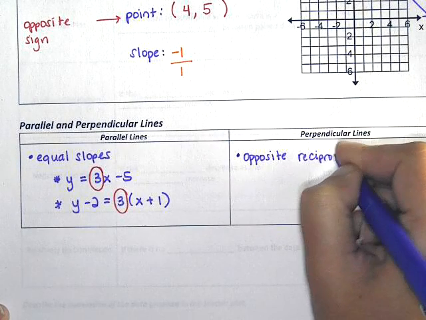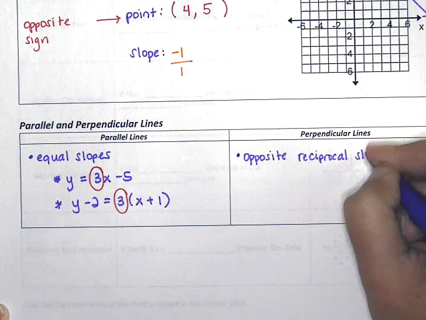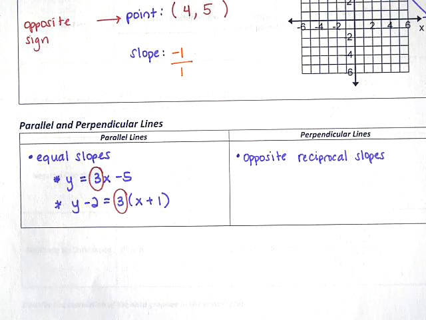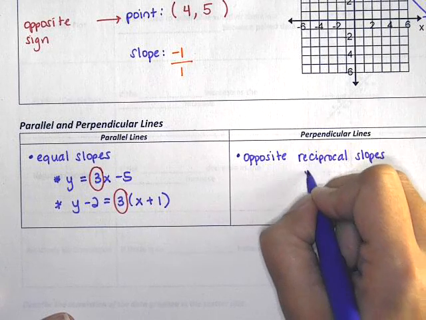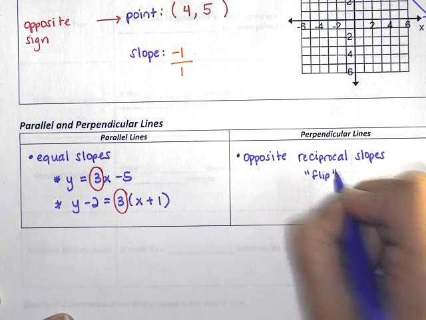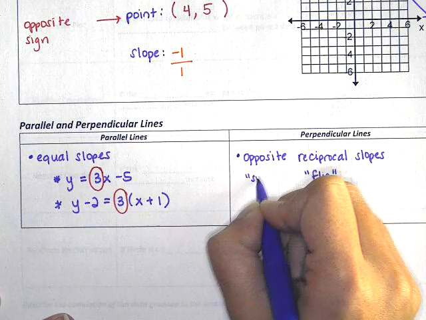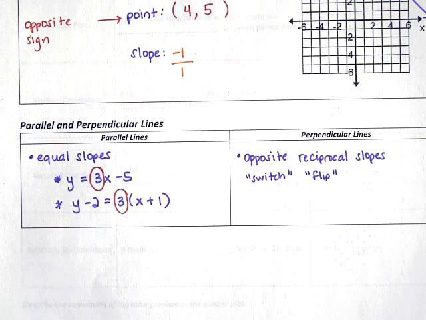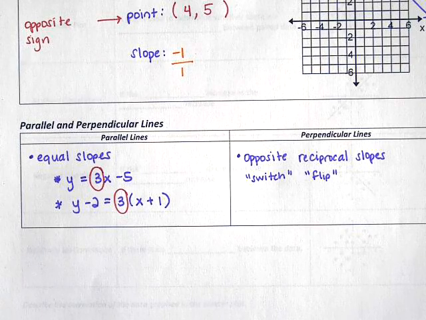Now, perpendicular lines have opposite reciprocal slopes. That means you need to make two changes. You need to take your fraction and flip it over. And you also need to switch the sign from a positive to a negative or a negative to a positive. So we say we switch and flip.